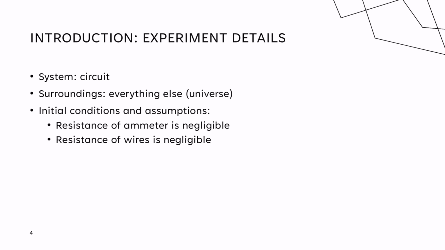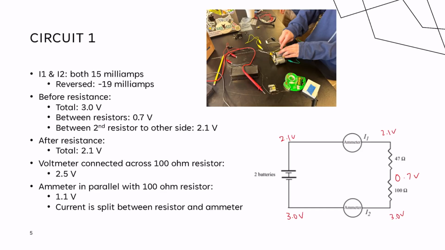So here are the experiment details. The system was the circuit and the surroundings was everything else. And the initial conditions and assumptions were that the resistance of the ammeter and wires were negligible. So here are all of the measured values for circuit 1, including a diagram of the circuit. As you can see, the initial total voltage was 3 volts, and it decreased after the first resistor and increased after the second one.